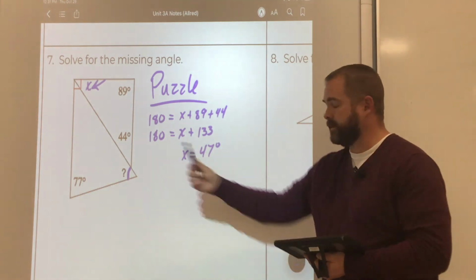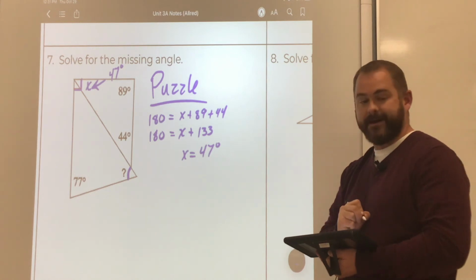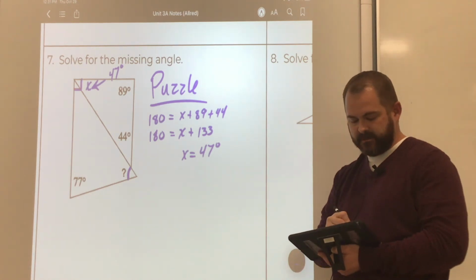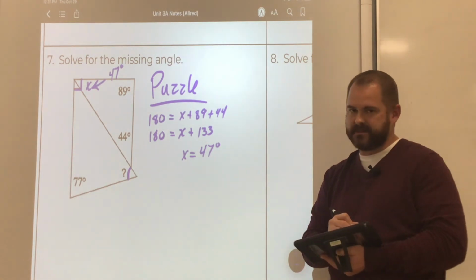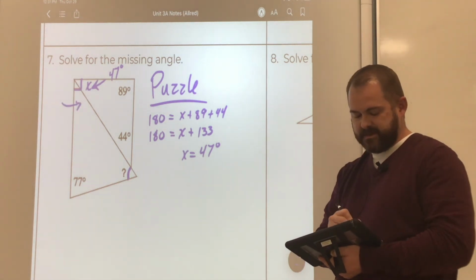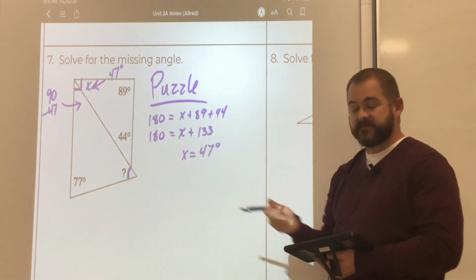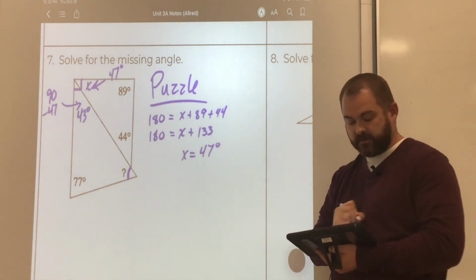Again, I've got to work down to here. Because if this is 47 degrees, these two add up to 90. These two adjacent angles here, if I wanted to call this X, that'd be a bad idea because I already used one variable. All right, but I could just think of this as 90 minus the 47. And 90 minus 47 is 43 degrees.